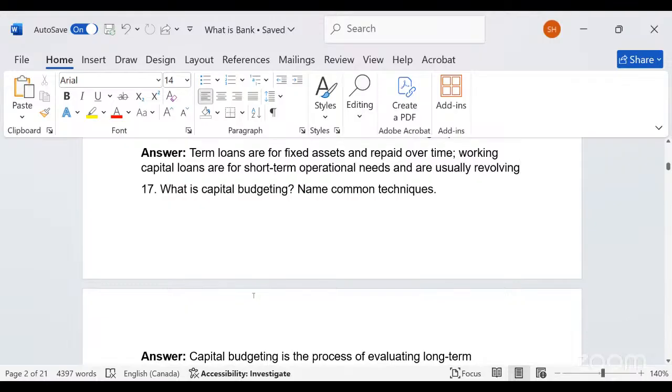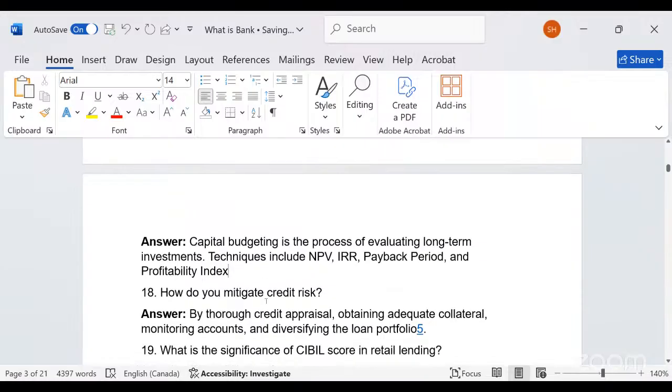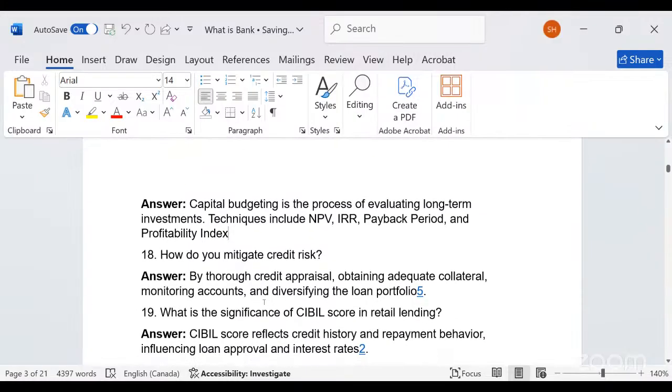What is capital budgeting? Name common techniques. Capital budgeting is the process of evaluating a long-term investment. Techniques include NPV, IRR, payback period, and profitability index. Number 18, how do you mitigate credit risk? By thorough credit appraisal, obtaining adequate collateral, monitoring accounts, and diversifying the loan portfolio.